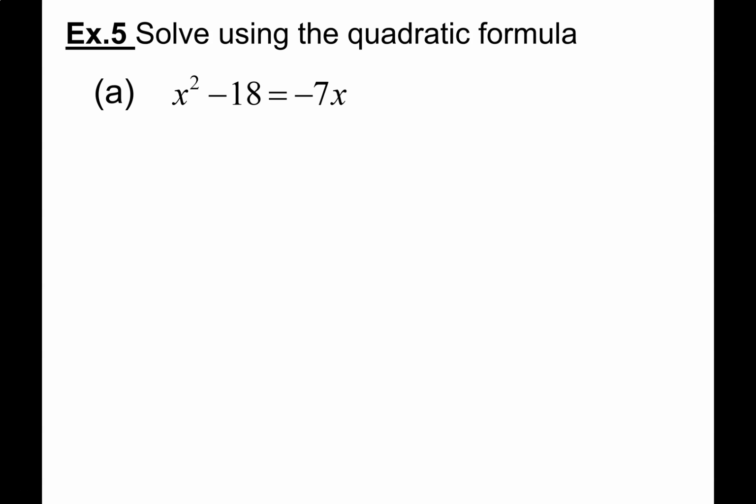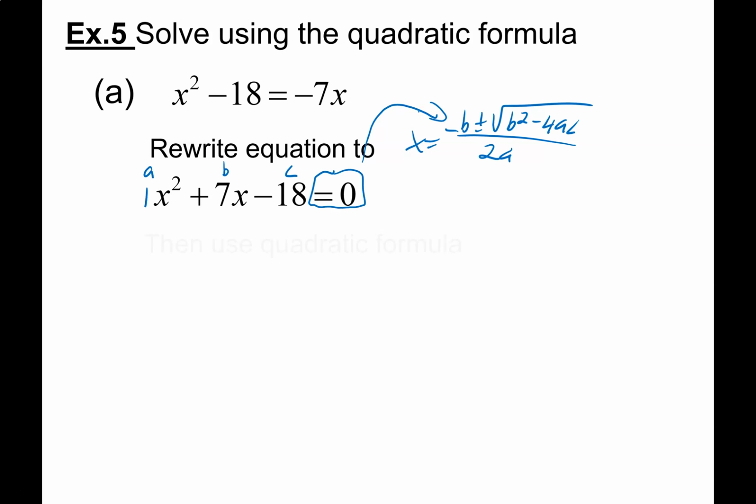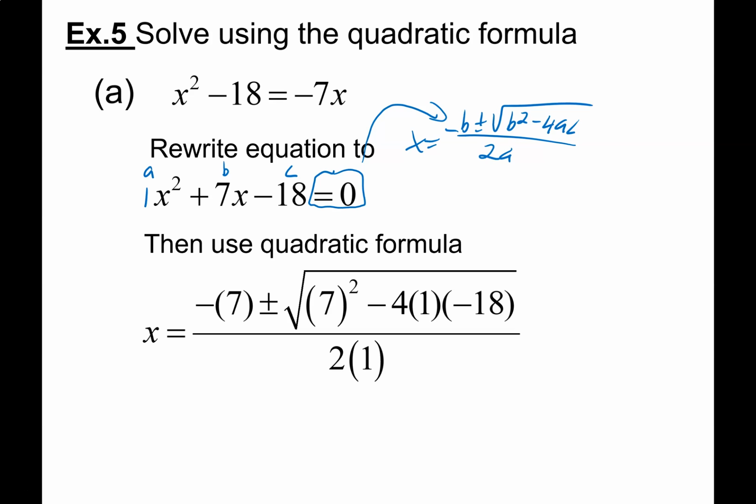So, solve it using the quadratic formula. First of all, I need to rewrite it. The quadratic formula works when your parabola is equal to 0. So that's where we want to start. And then from there, it's just x equals negative b plus or minus the square root of b squared minus 4ac all over 2a, in which a is 1, b is 7, and c is negative 18. You just take those three values and plug them in, and you'll get something like that.